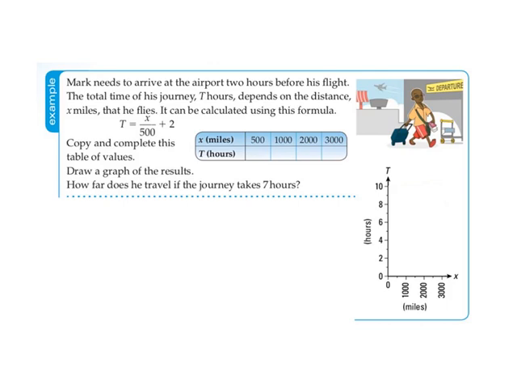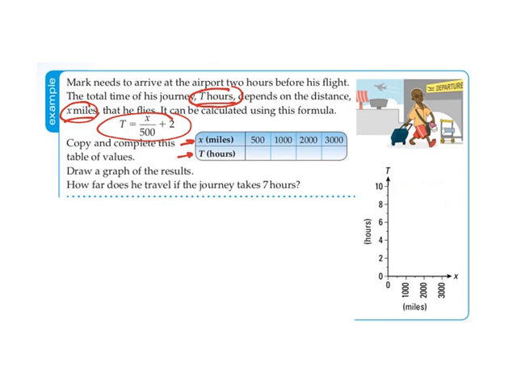So let's go. Mark needs to arrive at the airport 2 hours before his flight. The total time of his journey, T hours, depends on the distance, x miles, that he flies. It can be calculated using this formula, t equals x divided by 500 plus 2. Now, x represents miles and T represents the total hours of his journey. Here you're given a table of values where x is your miles and t is your hours. We are given these values to fill in to the equation and solve.